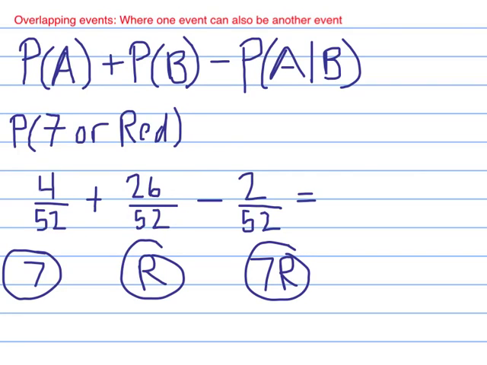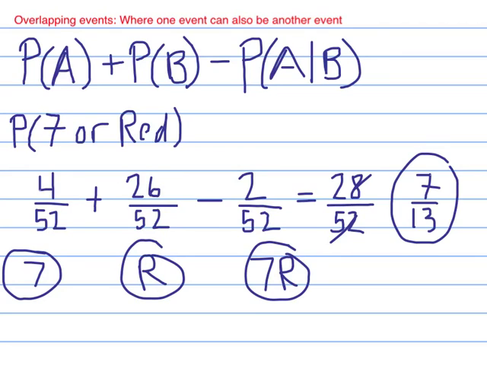So if we do the math on that, we get 4 plus 26 is 30, minus 2 would be 28 over 52. And let's divide both of those by 4. We get 7/13. So just a little over half.